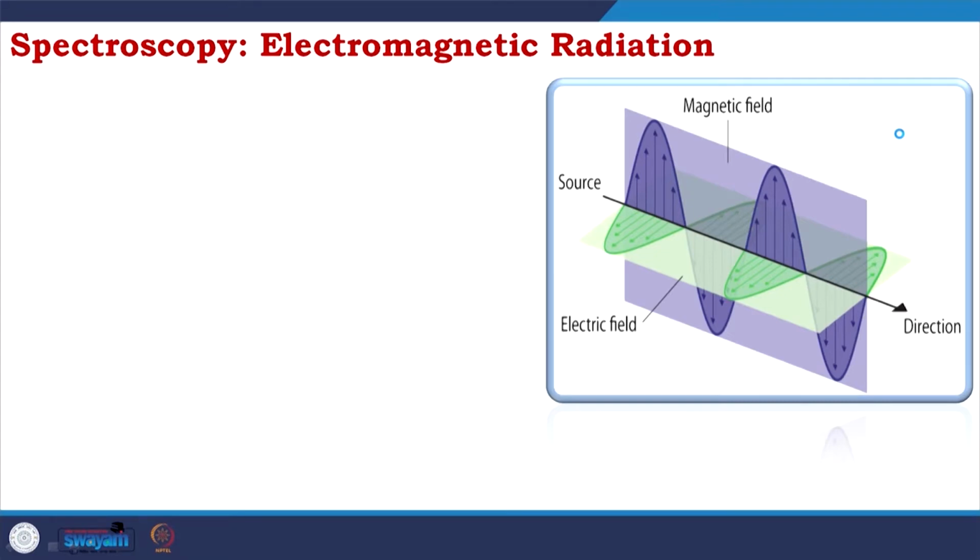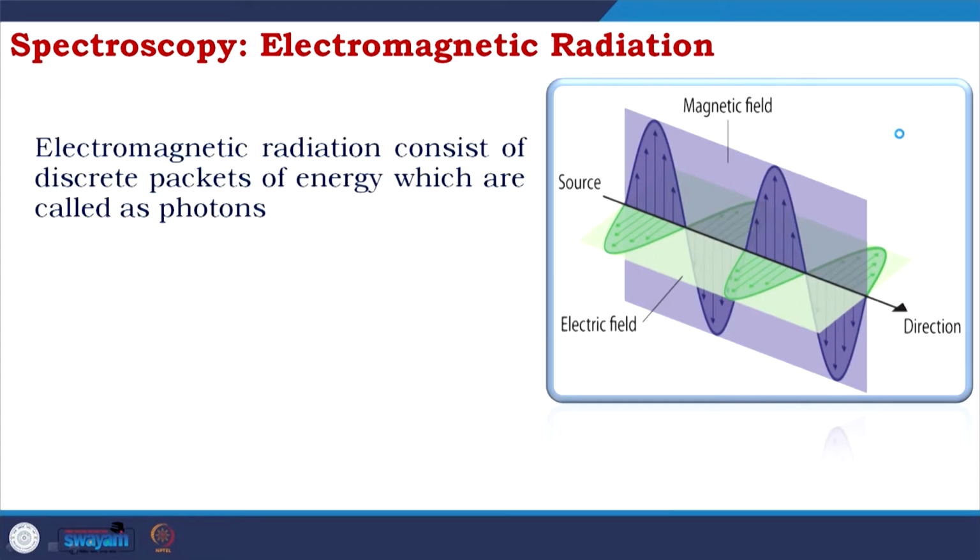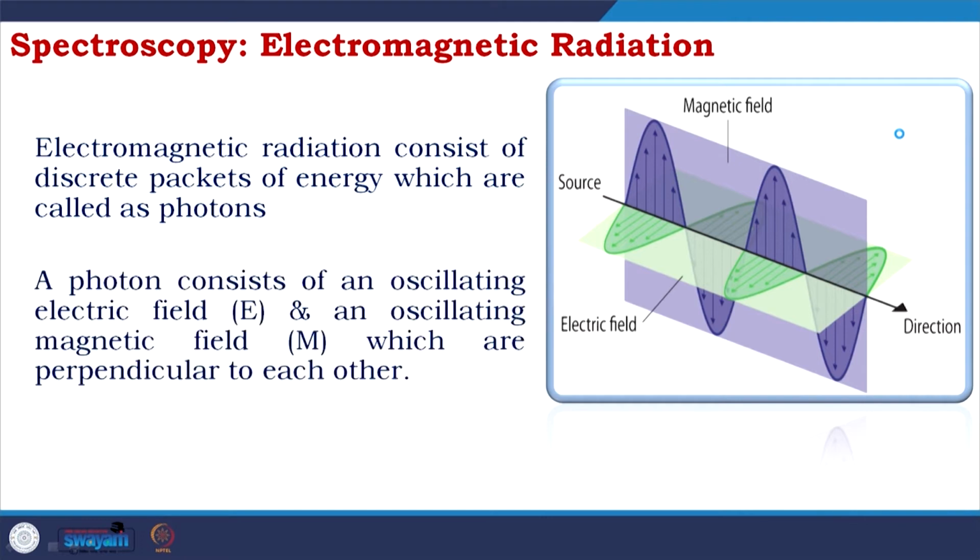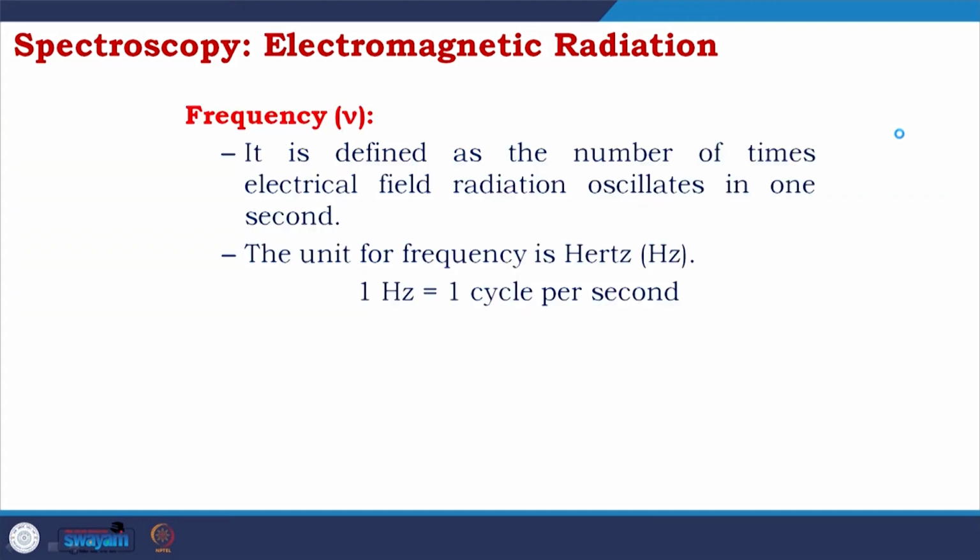We will go to different spectroscopies and try to discuss the individual setup of each instrument. About electromagnetic radiation: it consists of discrete packets of energy called photons. A photon consists of an oscillating electric field E and an oscillating magnetic field M, which are perpendicular to each other. We also have to talk about a few things.